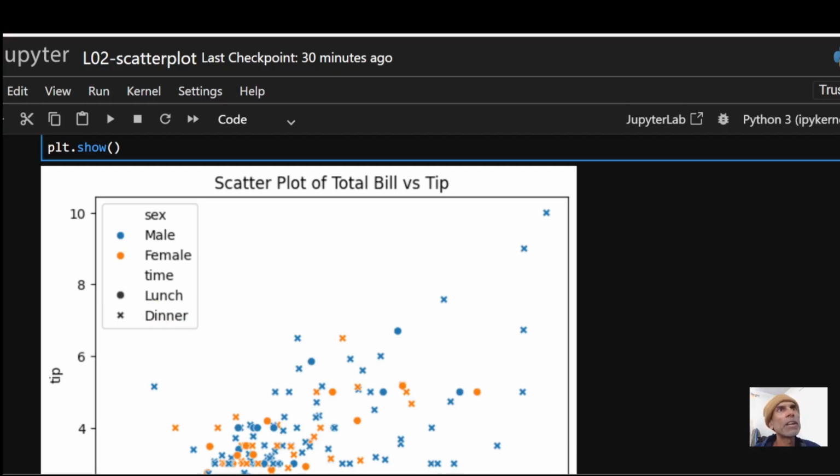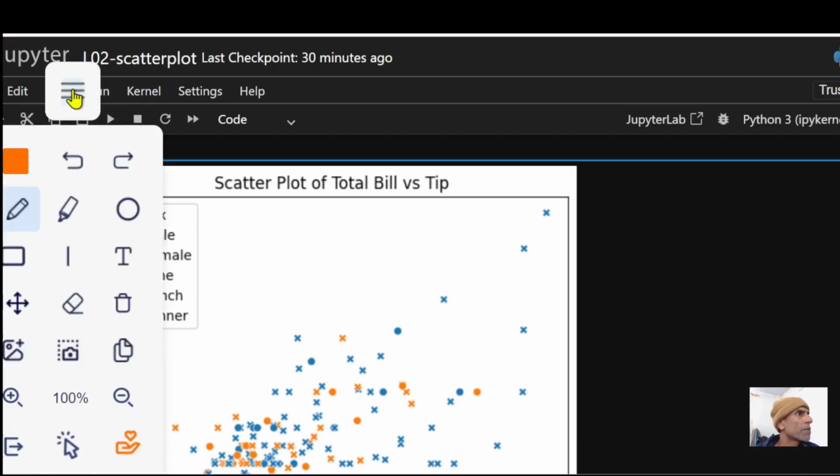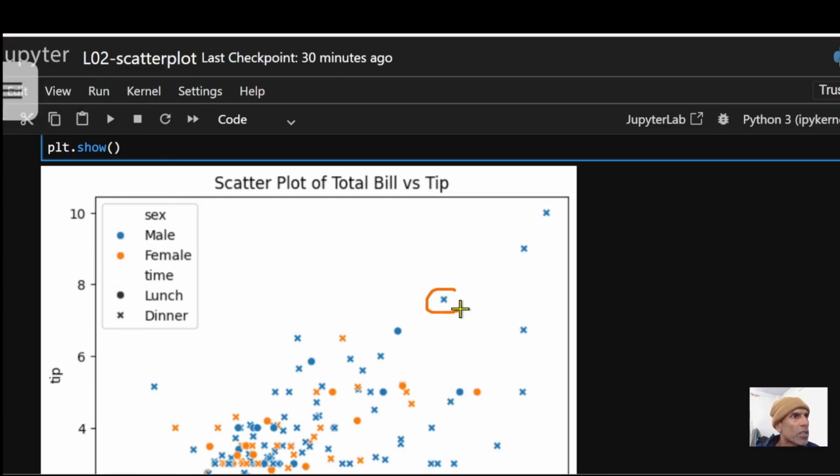So let's look at this one right here. Let's understand what's happening. So this point right here represents a dinner time for a male customer. Male because it's blue, and dinner time because it's a cross.